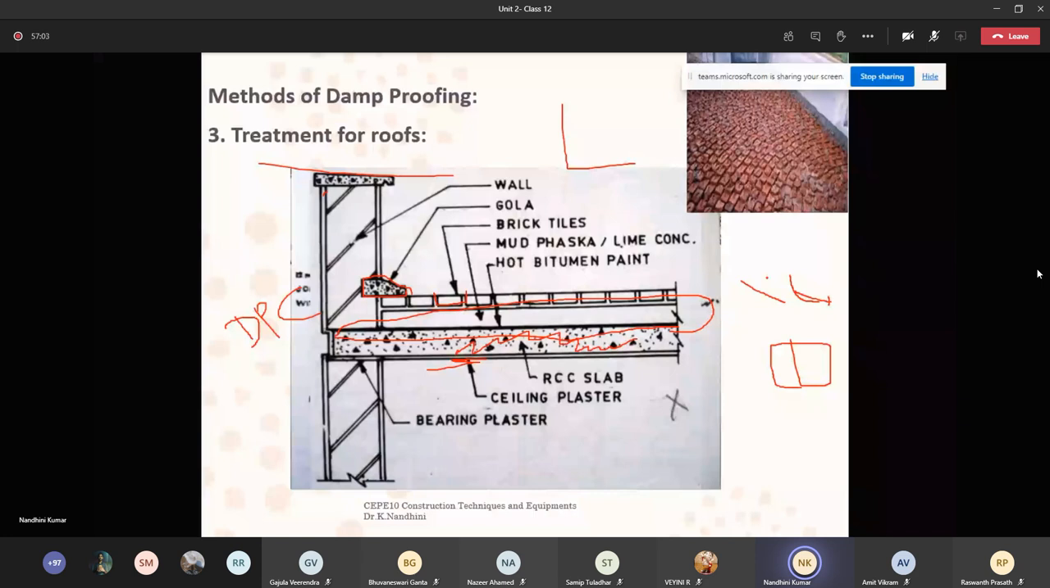That's all. That's all about damp proofing. Okay, let me stop sharing my screen.